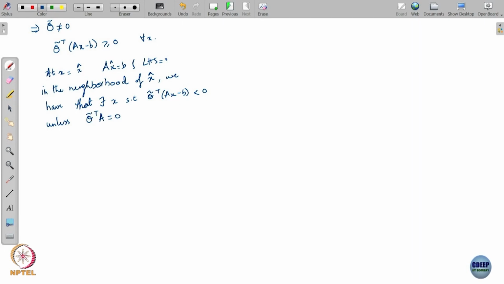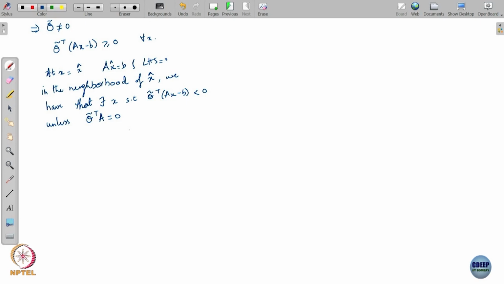Now, in that case, you will not be able to change x and get to a negative value. So unless it is a constant function, the linear function around that point would take values that are both positive and negative. And it will be a constant function only if the coefficient itself is 0. But then, can this coefficient actually be 0?